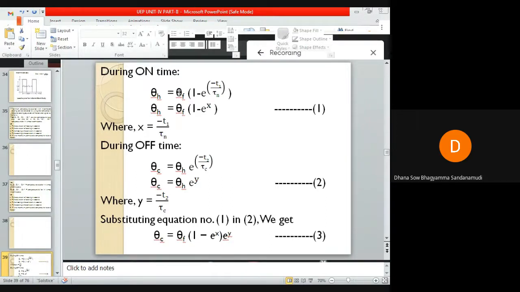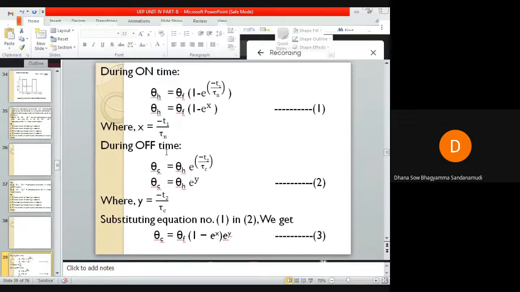So theta h is equal to theta f into 1 minus e power minus T1 by tau n. You write as I am explaining, you need not worry. Let us assume minus T1 by tau n is x, just for simplification. Then theta h will be theta f into 1 minus e power x. This is our on time. Assume it as equation number 1.